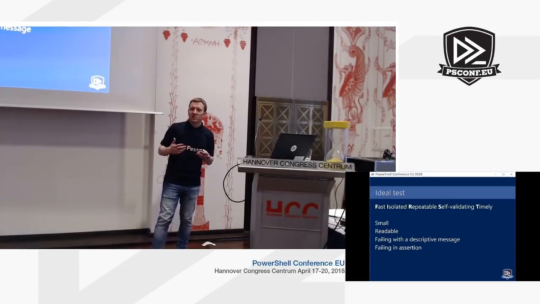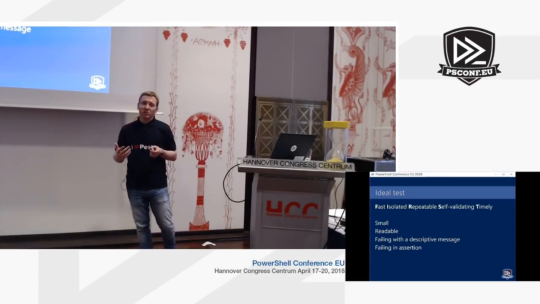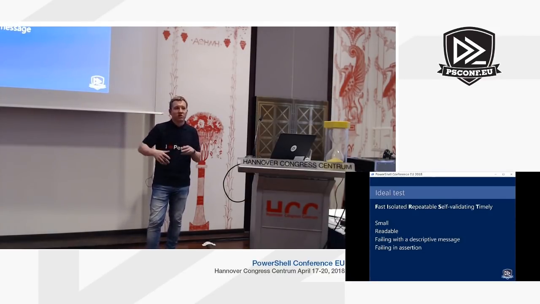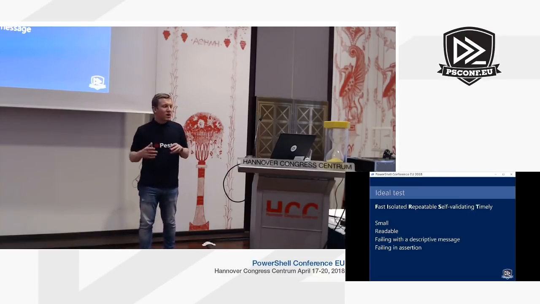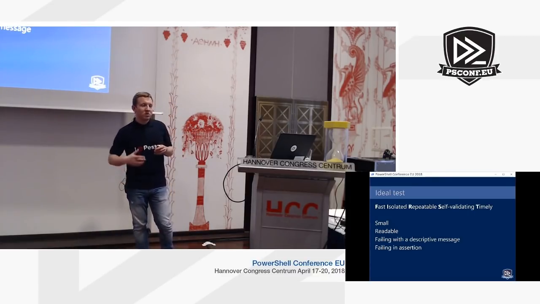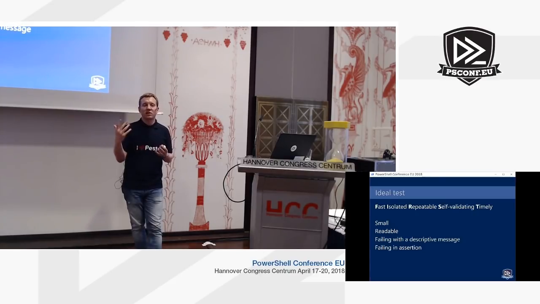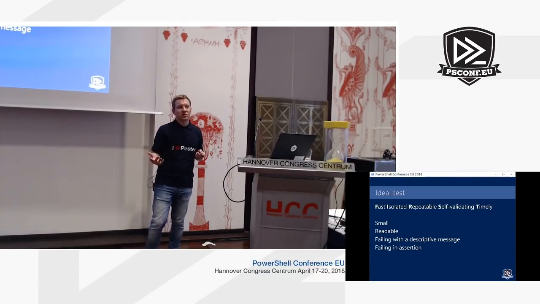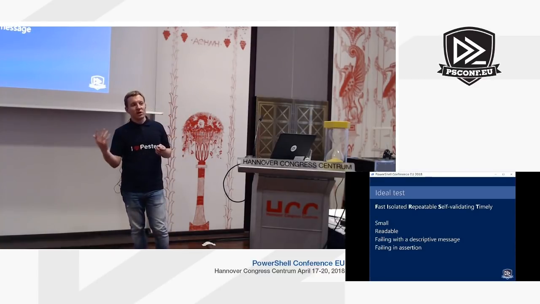For me, there are a few other attributes missing, like the test should be quite small, so you can understand it, you can put it on maybe one screen, but don't overdo it, do what works for you. It should be readable, it should be failing with a descriptive message, so when it fails on a build server, you get the idea of what happened. And then it should be failing in assertion most of the time, because that way you know that you're testing what you're testing.